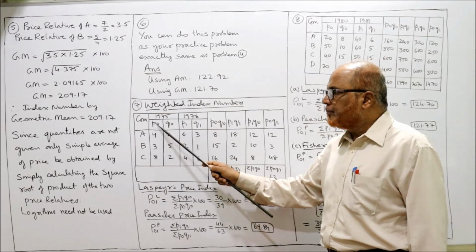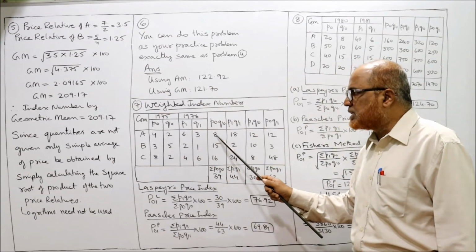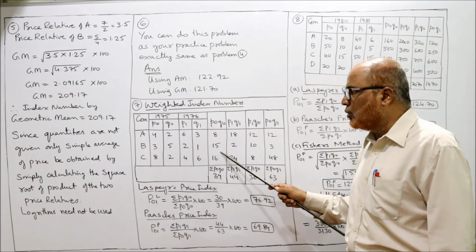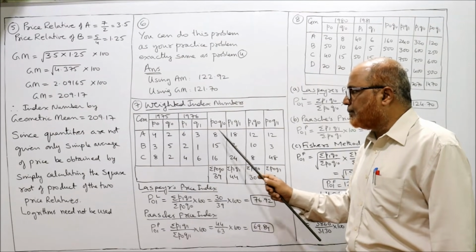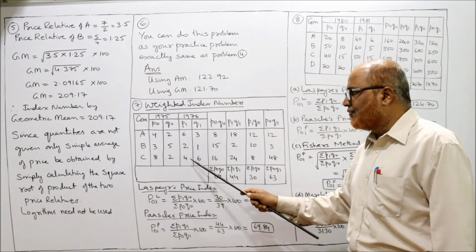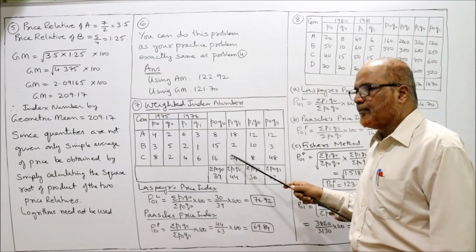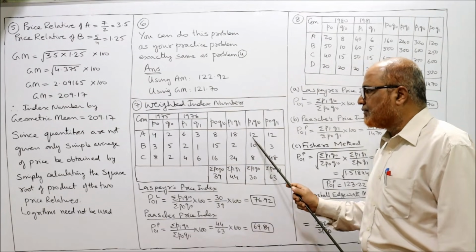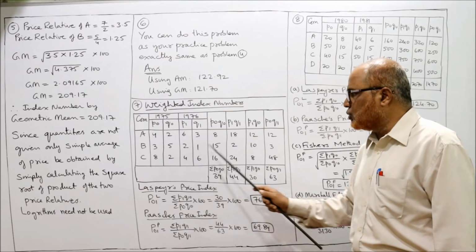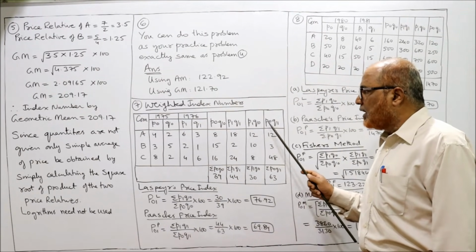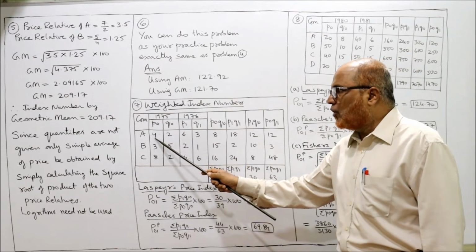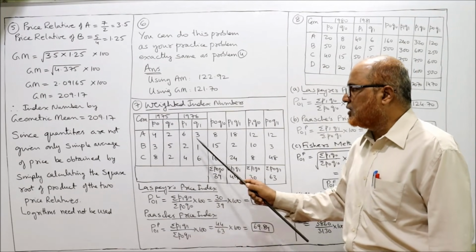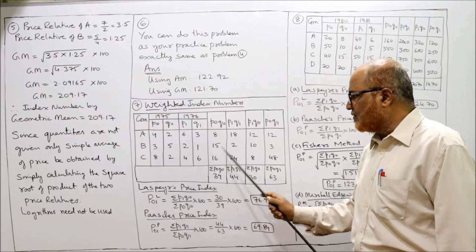That's all. Now we multiply P0, Q0: 4 into 2, 8; 3 into 5, 15; 8 into 2, 16. So we got P0 Q0. Then P1 Q1: 6 into 3, 18; 2 into 1, 2; 4 into 6, 24. Two columns are over. Now third column P1 Q0: 6 into 2, 12; 2 into 5, 10; 4 into 2, 8. We got P1 Q0. Last one P0 Q1: 4 into 3, 12; 3 into 2, 6; 3 into 1, 3; 8 into 6, 48.